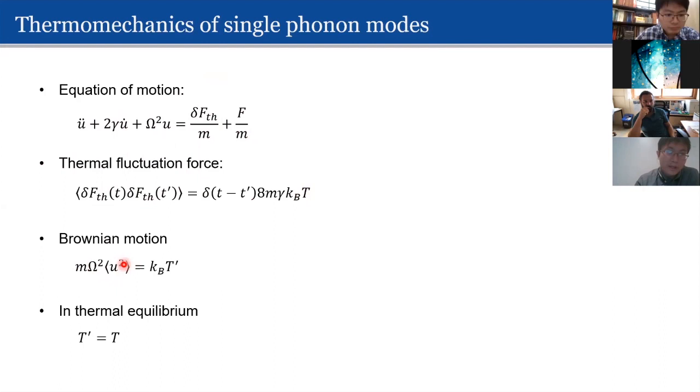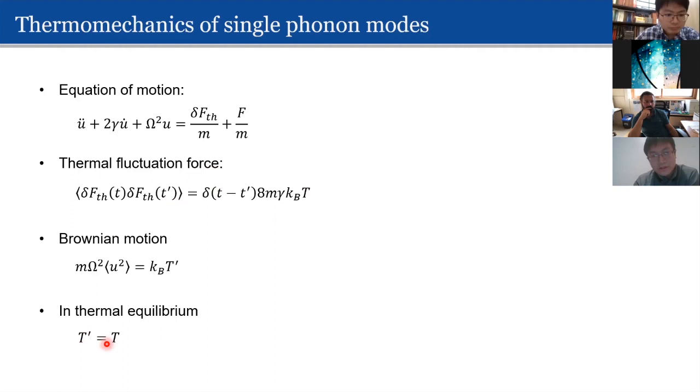With Brownian motion, you can define an average square displacement, because of the equipartition theorem. We know that every degree of freedom has half k_B T of energy. So you can take the Brownian motion and define the phonon mode temperature. Of course, in thermal equilibrium, you can plug this term into the equation and you will immediately find that this mode temperature is the same as the bath temperature. It's a very simple model you can try yourself. So very straightforward in thermal equilibrium.